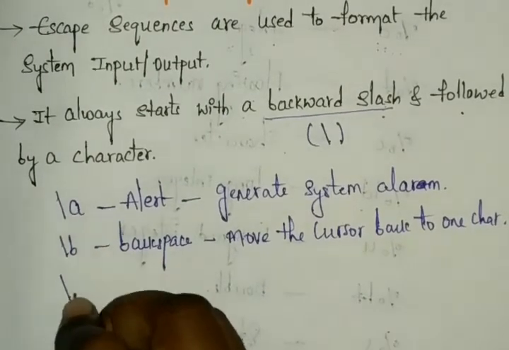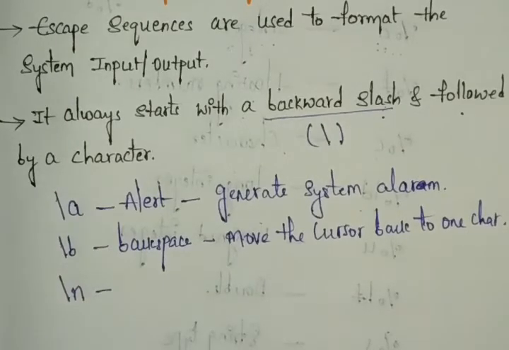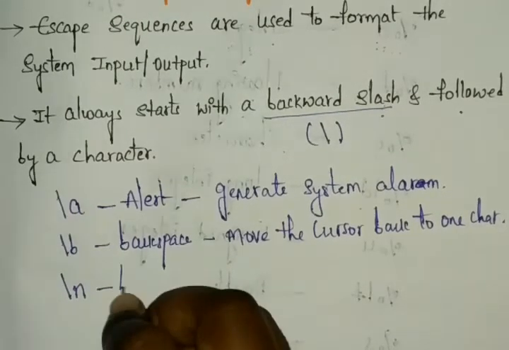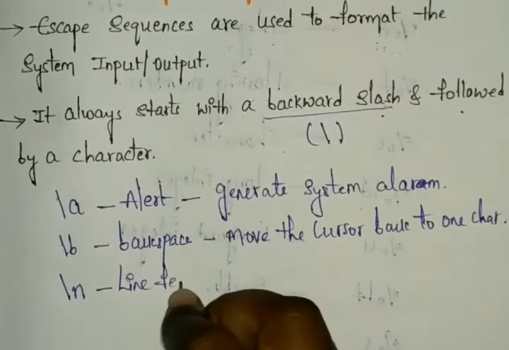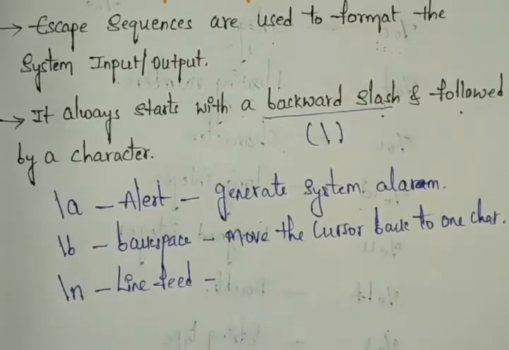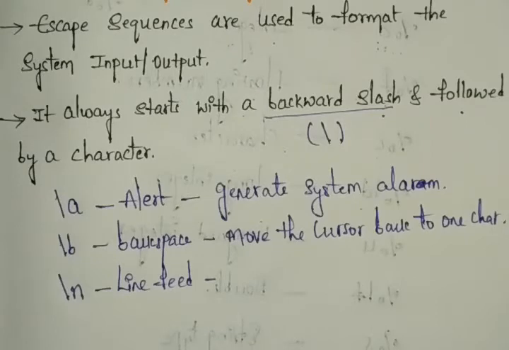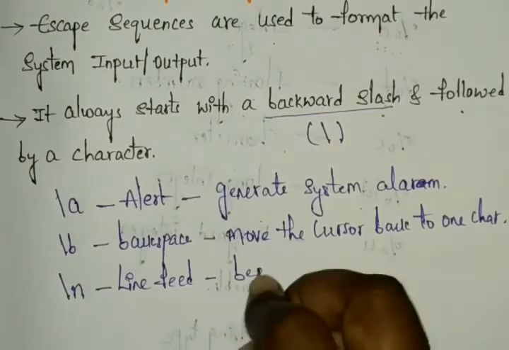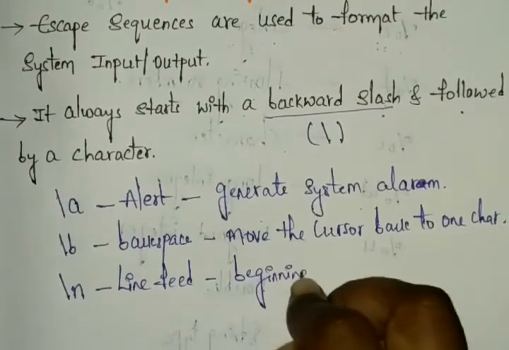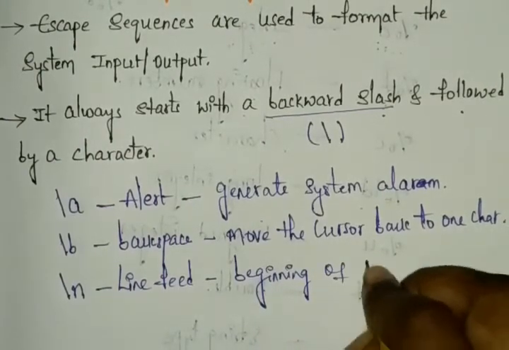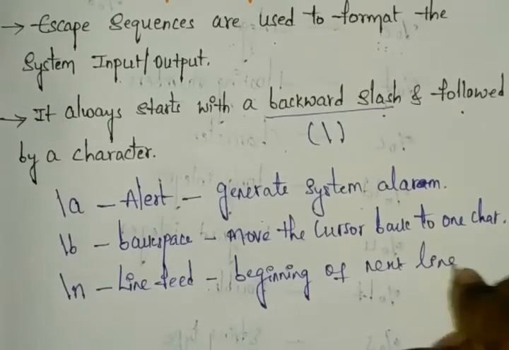And next we have backslash n. This is like your line feed. We can call this the line feed. Why are we using this one? It moves our cursor to the beginning of the next line. Suppose you have the first line. If you use a backslash n, automatically it moves to the next line. So it begins the new line format.